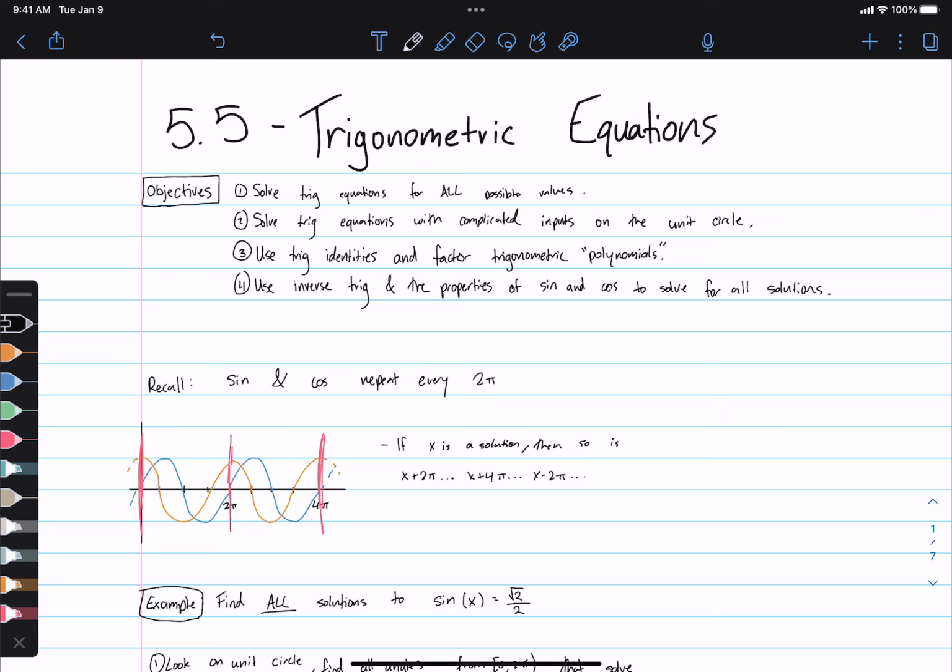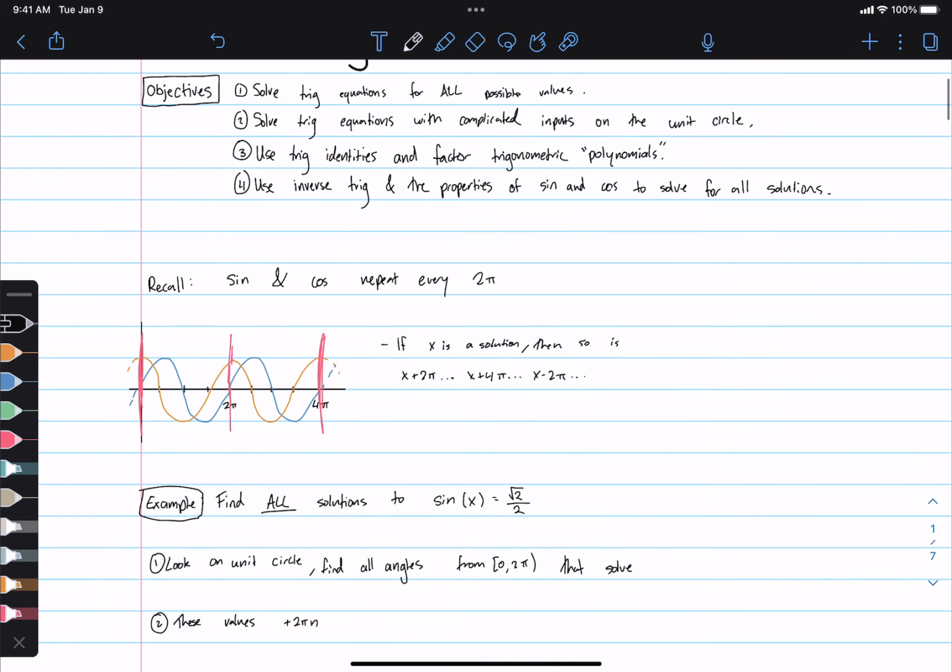But our objectives for now are to solve trig equations for all possible values, to solve trig equations with complicated inputs on the unit circle, to use trig identities and factor trigonometric polynomials, and to use inverse trig and the properties of sine and cosine to solve for all solutions on a certain interval.